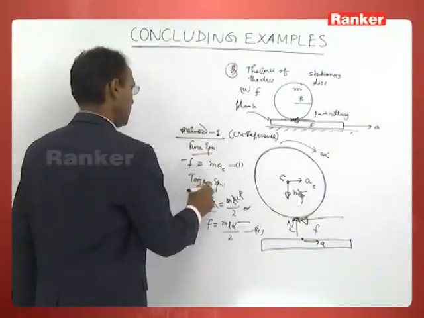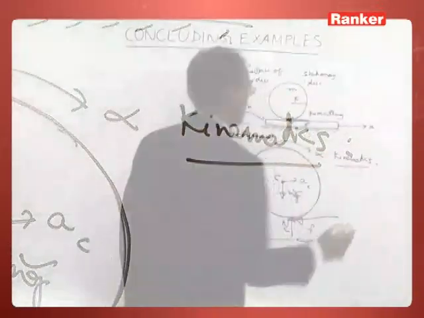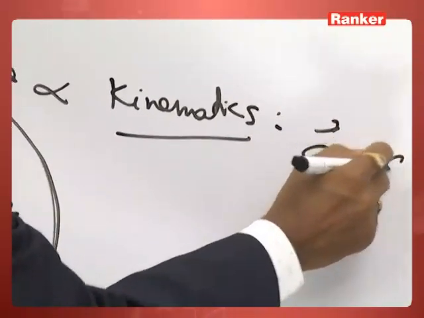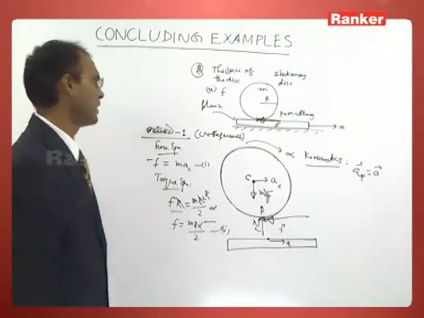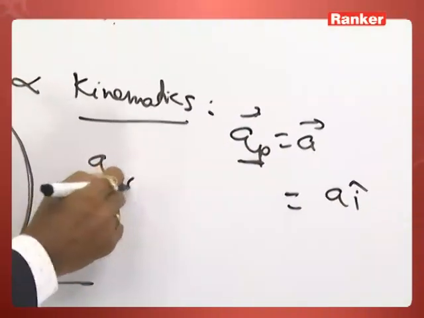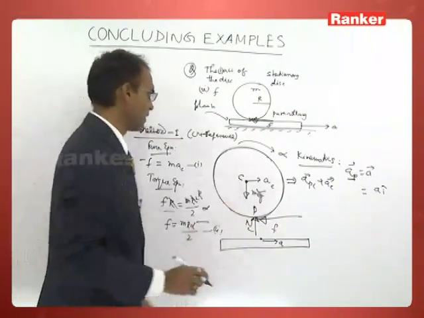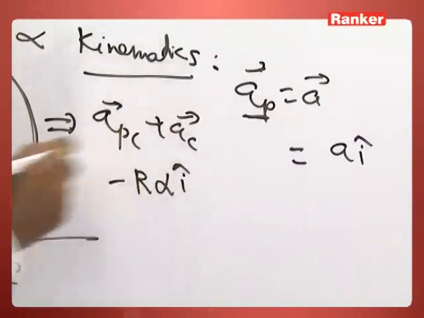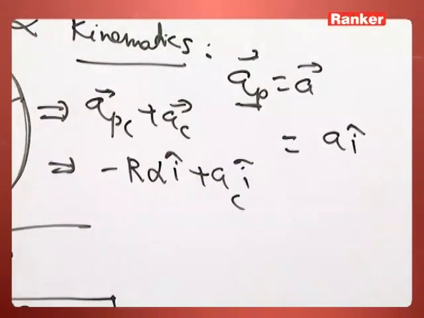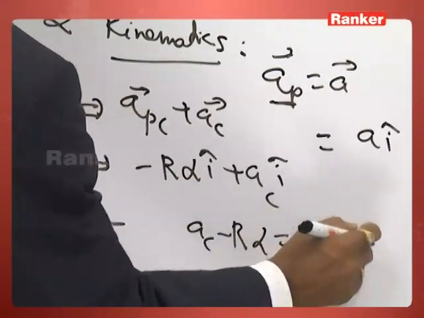Next we write the kinematical equations, which tell that the acceleration of this point P is equal to A. A is given as A i cap. AP is equal to APC plus AC. But APC is equal to minus R alpha i cap. AC we have taken as AC i cap, we have assumed in this direction. That's equal to A i cap. So AC minus R alpha, that's equal to A.